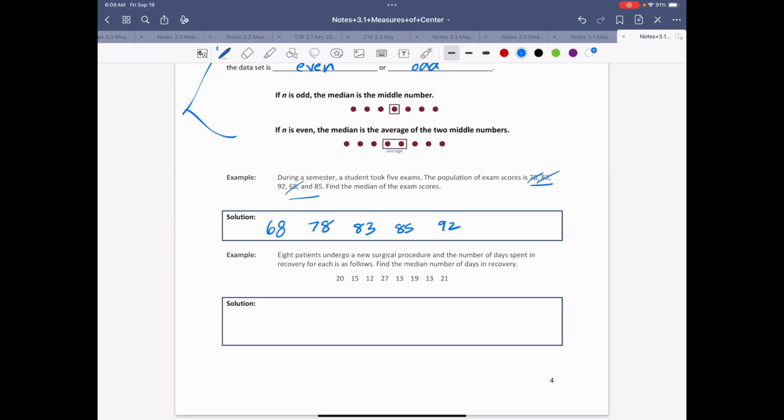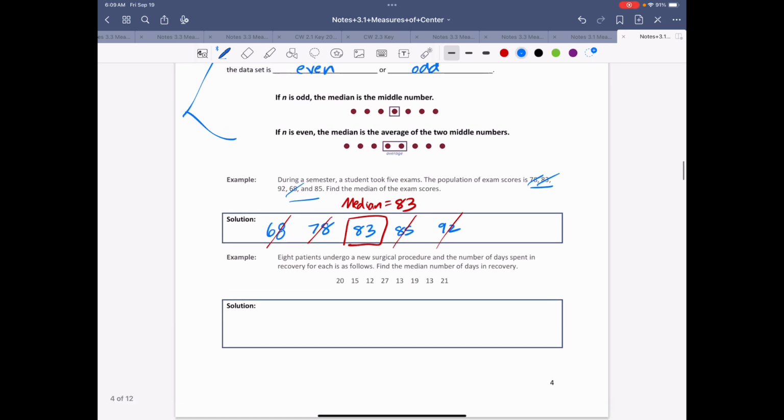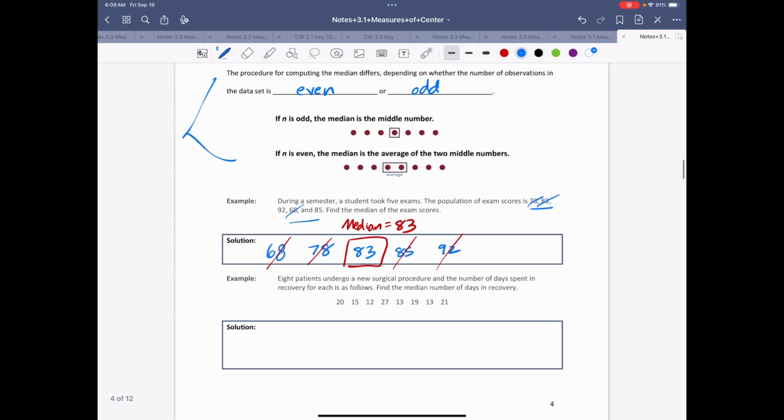Now, here's my favorite way to find the median. I'm going to do this, and I'm going to say, okay, it's not the first term or the last term. It's not this or this. You just cross them out. So this is the median. The median is 83. All right, now look at this next one. I'm going to put my data in order. I'm going to do the same thing.